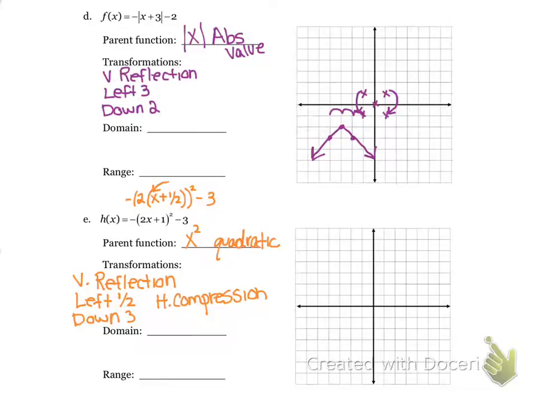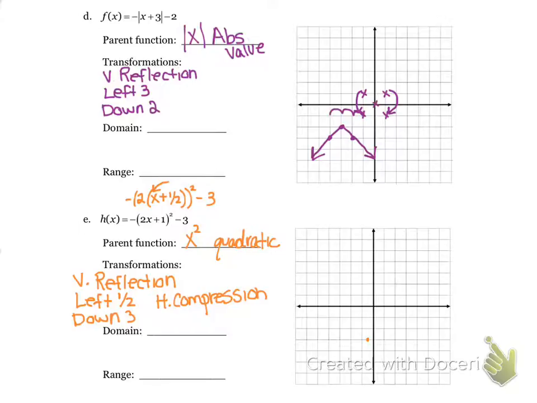Okay, so for the origin, we're going to start at 0, 0. Vertically reflect it, it's not going to go anywhere. Horizontally compressing it, it's still not going to go anywhere. So make sure you do any compressions, stretches, or reflections first. So we're going to still stay at 0, 0, and then we're going to go left 1/2 and down 3.